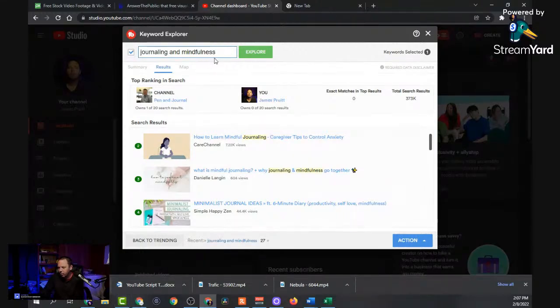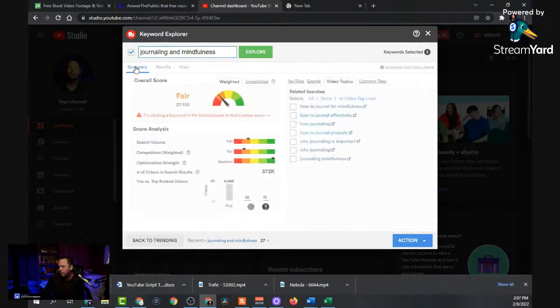And sometimes I will target these micro keywords, these small keywords that don't get a whole lot of search, but there's also not a whole lot of competition for them.